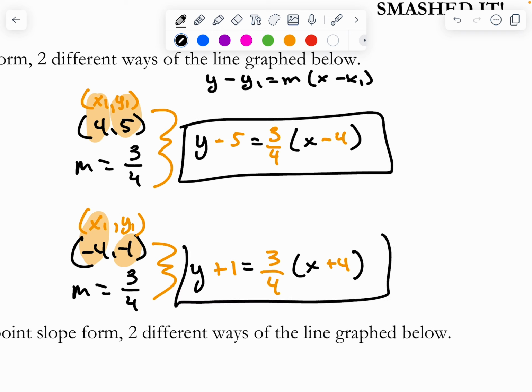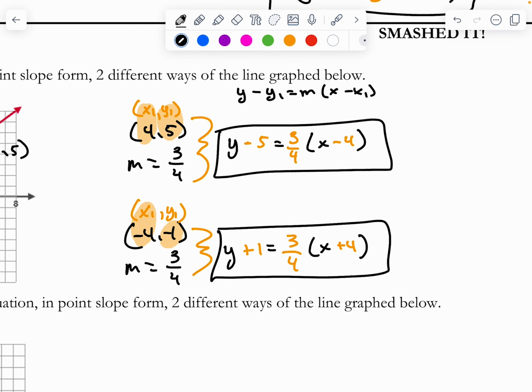Now, I know they might not look it, but I promise you, if you were to simplify these equations, you would get the exact same y equals mx plus b form, right? My same exact slope-intercept form. You can also plug them into your calculator if you'd like to go ahead and check them.